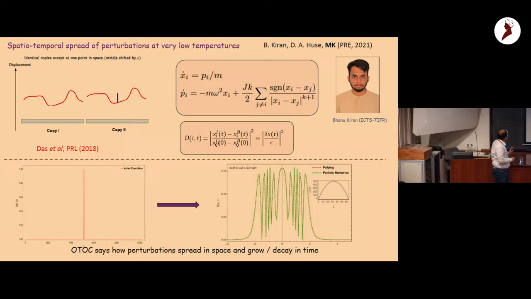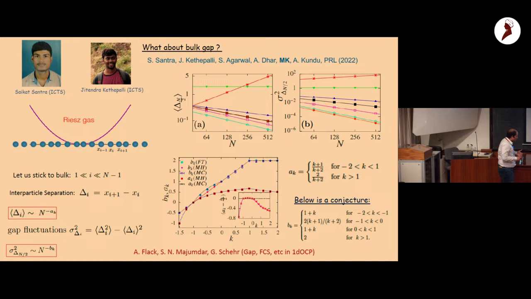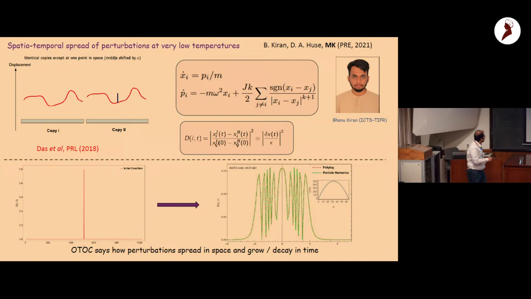Okay, so now let me end with some work. As I was saying, we don't have much to say yet about dynamics of the Ries gas, but we recently did some work on spatiotemporal spread of perturbations at very low temperatures. This is a concept that Sriram had introduced, this light cone concept. Let me just tell you what the concept is. You start with a first copy with some initial condition, and then you start with a second copy with the same initial condition with a slight difference at the center. And you just ask how these copies deviate from each other as a function of space and time. So this characterizes the spread of perturbations in space and time.